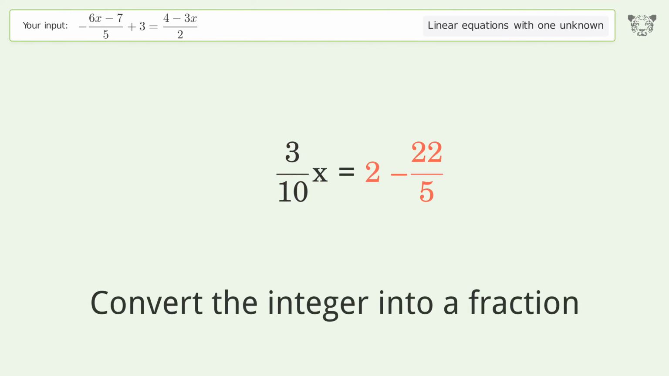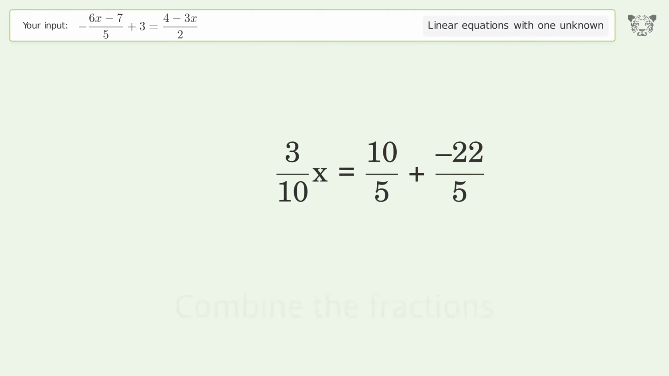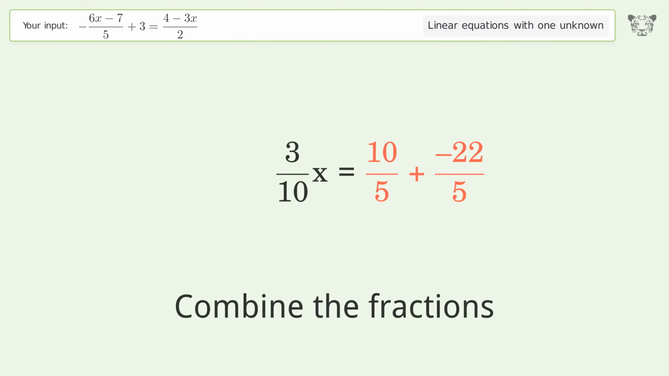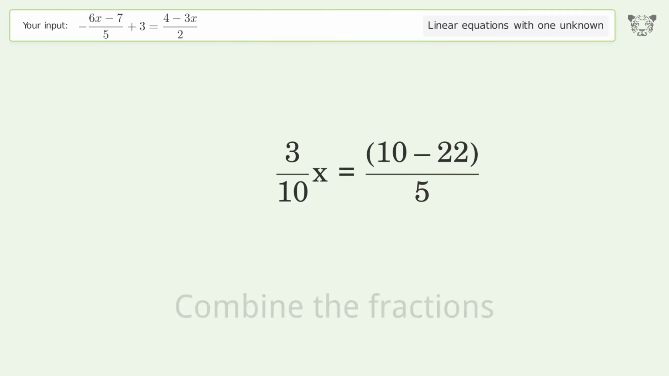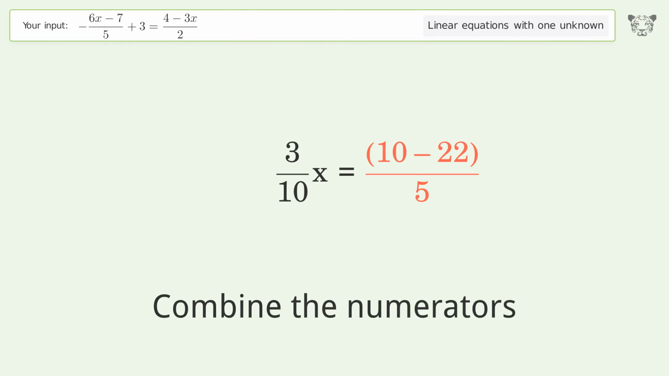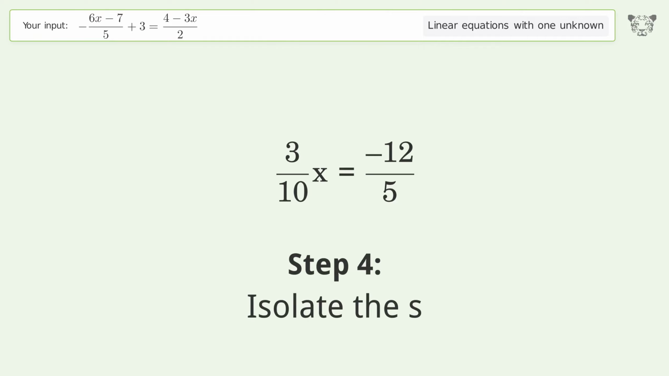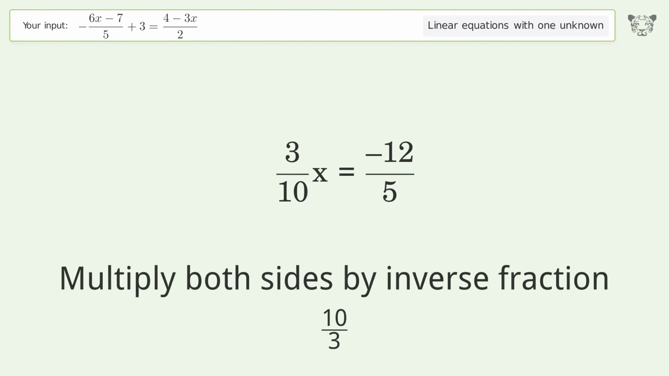Convert the integer into a fraction. Combine the fractions. Combine the numerators. Isolate the x. Multiply both sides by inverse fraction 10/3.